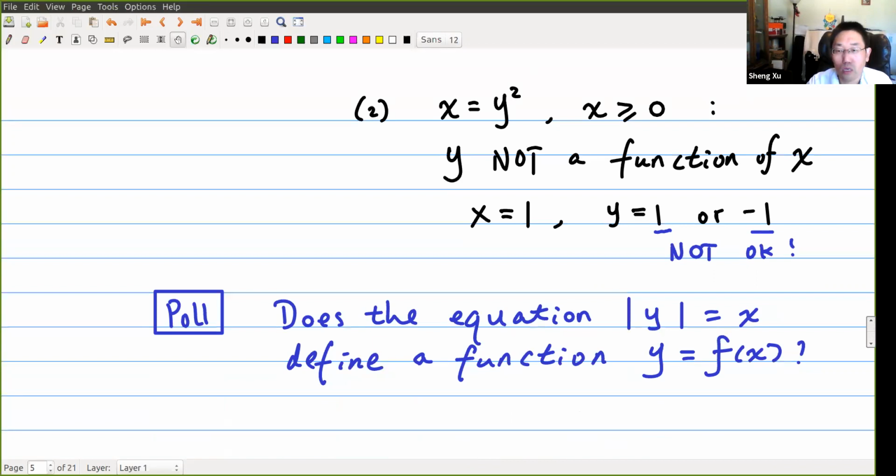Okay, let me stop here and launch a poll. So I ask you, does the equation absolute value of y equals x define y as a function of x? For x, so x is the input, y is the output. So I give you 30 seconds to respond to this poll here.